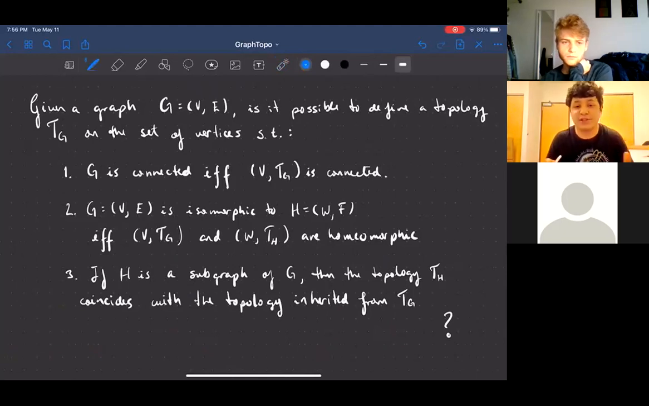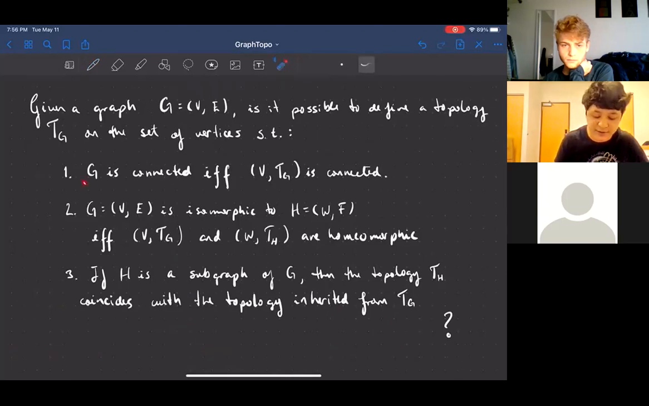So then we pose the following problem, which is like the complete version of what I've been talking about. Given a graph, can you define a topology such that the graph G will be connected if and only if the topological space is connected? Because it can also occur that your topological space will be disconnected. So that's something we want to rule out as soon as possible.